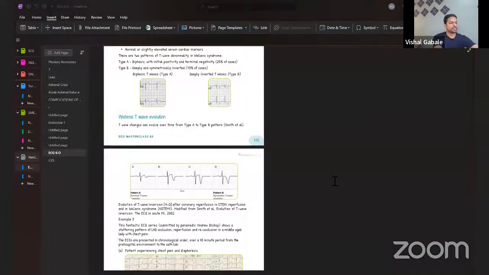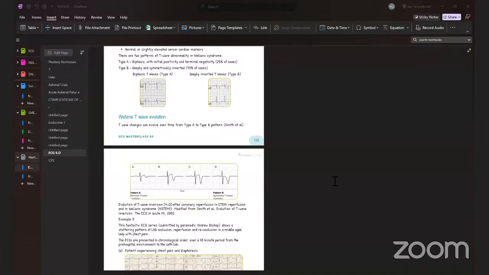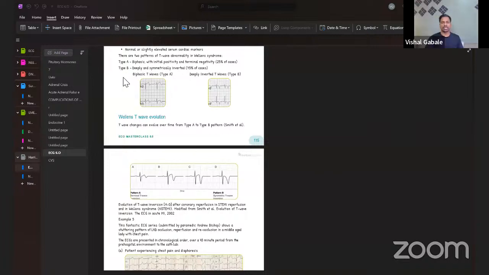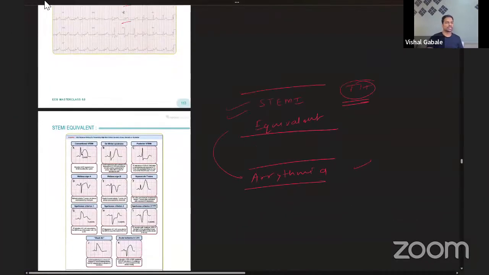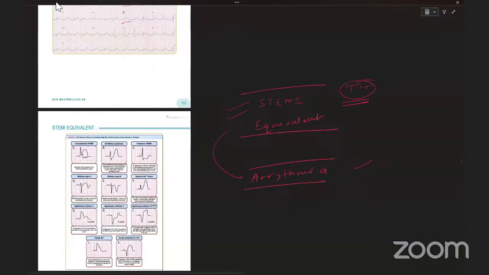Okay. Just a second. Are you able to see the screen properly? Okay, just give one minute. I'll just put the phone on charging.